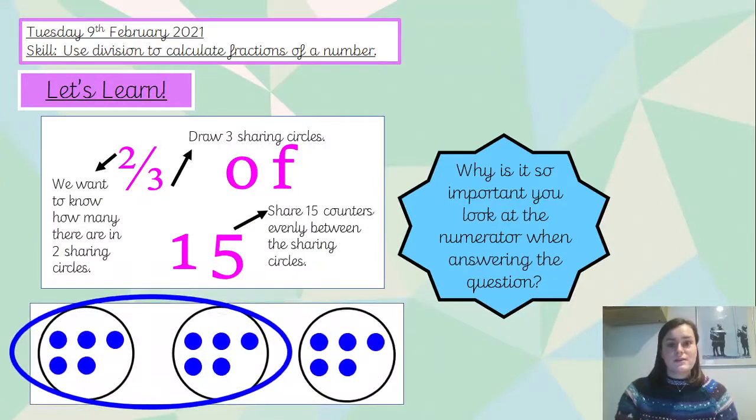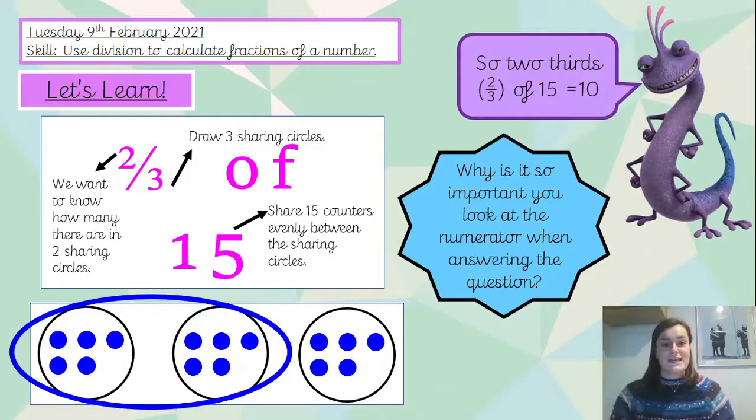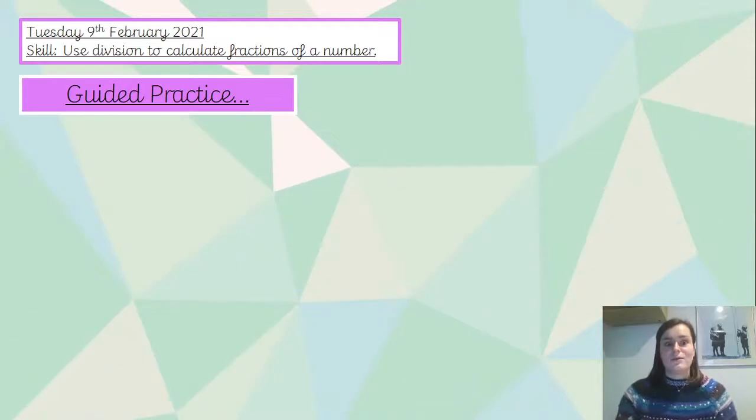So then your sharing circles would look like this. We've still got our 3 sharing circles because we're still splitting our counters into thirds. We've shared our 15 counters equally into those 3 sharing circles. But this time we're going to count up 2 of the circles, because our numerator is 2. So are you ready? Make sure you count with me. 1, 2, 3, 4, 5, 6, 7, 8, 9, 10. So we've got 10 counters now. So we know that 2/3 of 15 equals 10. Well done if you got that.